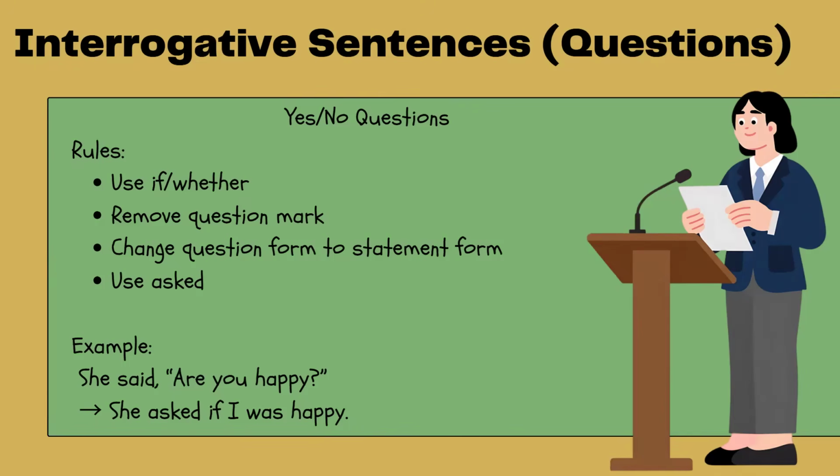So here I'm not putting "that." Instead of "that," I'm putting "if." For yes or no questions, you're going to use "if" or "whether" instead of "that." You're going to remove the question mark and change the question form to statement form. For example, she said, "Are you happy?" That becomes she asked if I was happy. Do not keep "are I happy?" That is a wrong form. You need to convert the question into a statement, so the subject comes first and then the verb comes. It is like converting the question into a sentence. I hope it is very clear to you all.